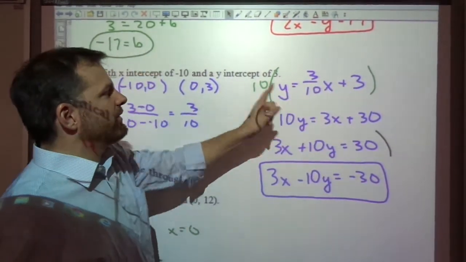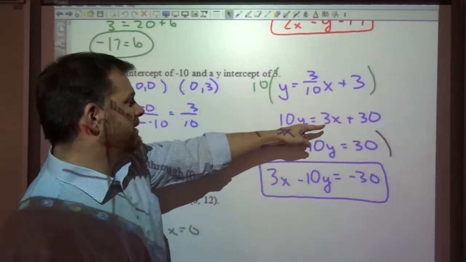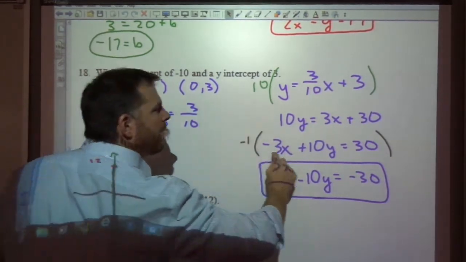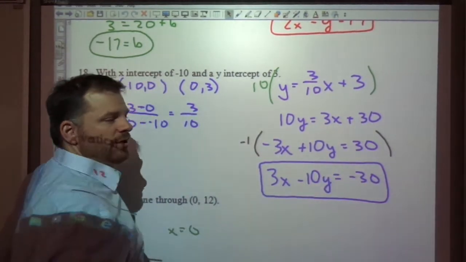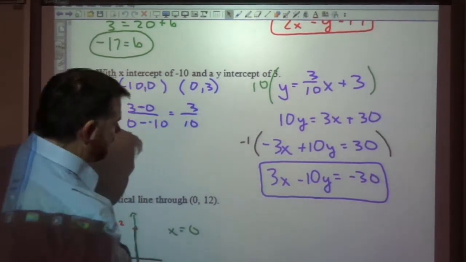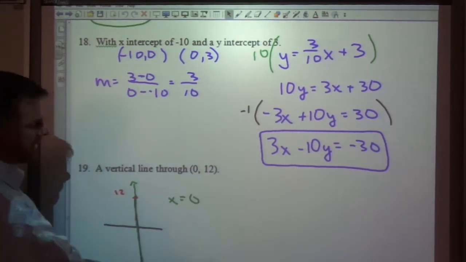I don't want tenths, so I can multiply it by 10. And that gives me this. Oh, I want x and y on the same side, so I can subtract it over here, but I don't want it negative, so I multiply by negative 1, and that changes all the signs to give me standard form. Last problem here on this page, be very careful.